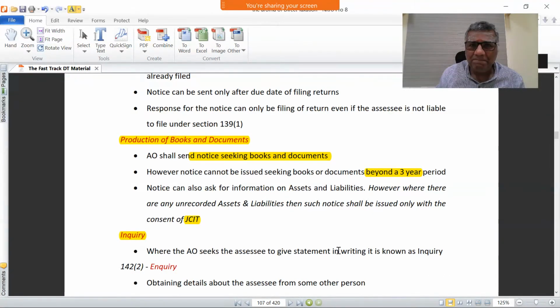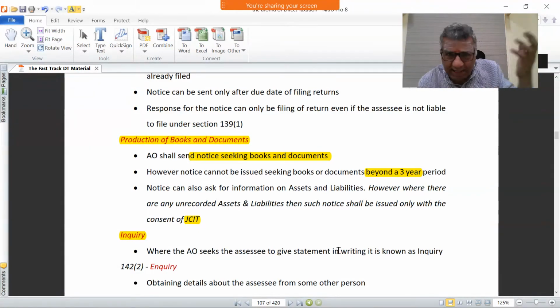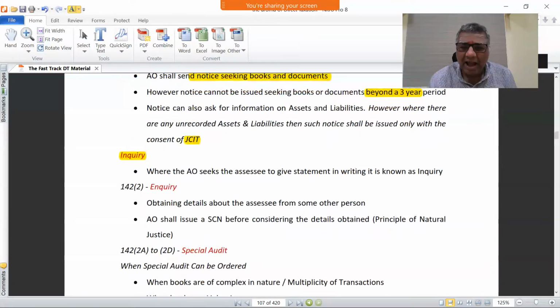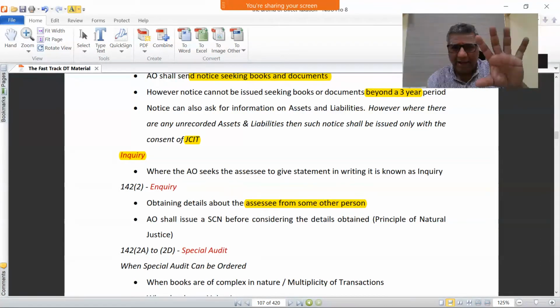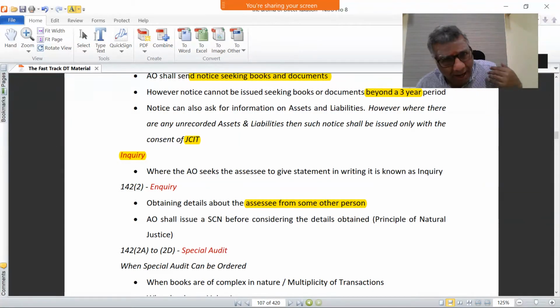Inquiry. I ask the supplier to give a ledger extract of the assessee's accounts. I ask a debtor, a customer or supplier to give a ledger extract about your account. Inquiry. Obtaining details about the assessee from some other person. Okay, understand this. And I got it.